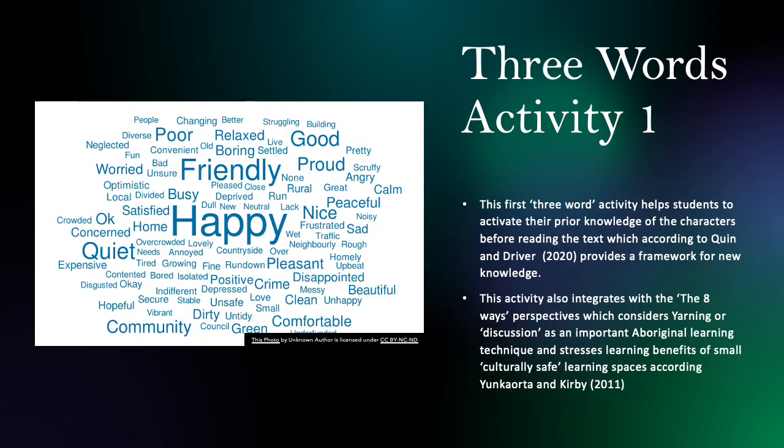This first 3-word activity helps students to activate their prior knowledge of the characters before reading the text, which according to Quinn and Driver provides a framework for scaffolding new knowledge. This activity also integrates with the 8 ways of perspective, which according to Yuccaporta and Kirby considers yarning or discussion as an important Aboriginal learning technique.